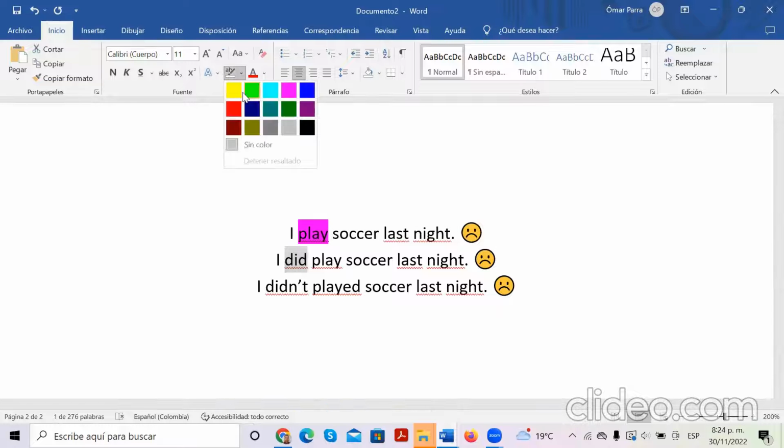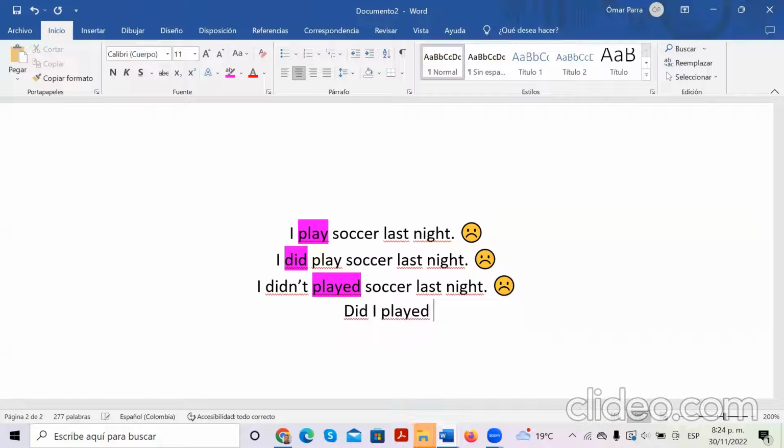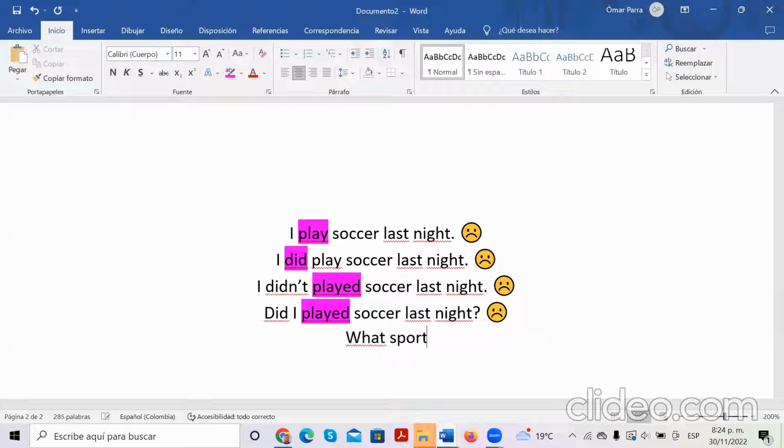This one is not correct because there is an auxiliary, and if there is an auxiliary, we cannot conjugate the verb. Here is another case with a question. Did I play the soccer last night? Again, this one is not correct either because there is an auxiliary here and we cannot conjugate the verb to the past simple form. What sport did you play last night?